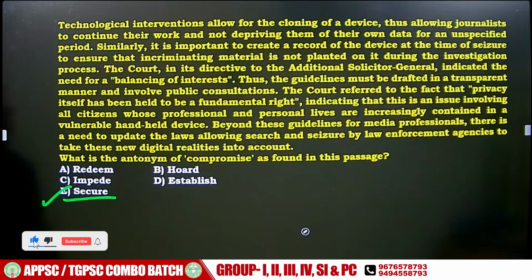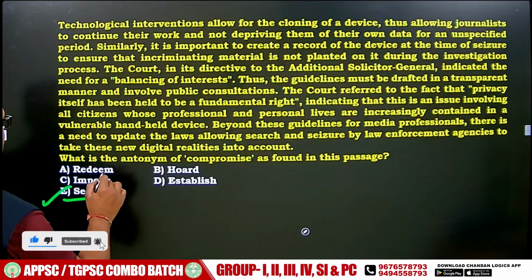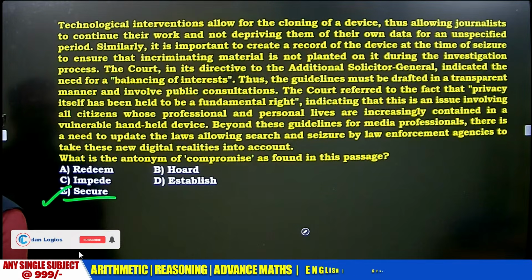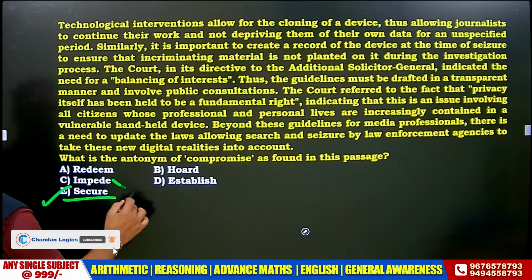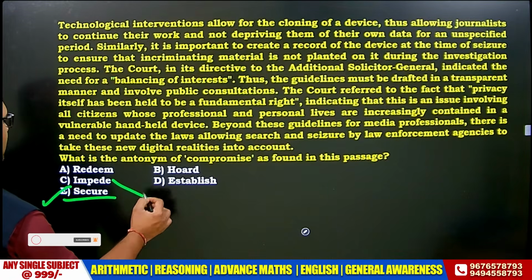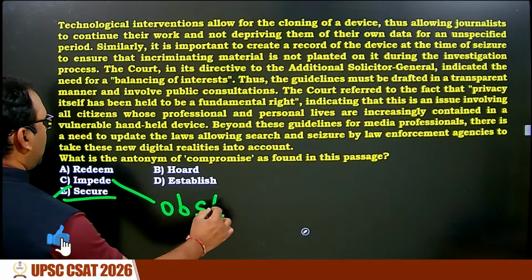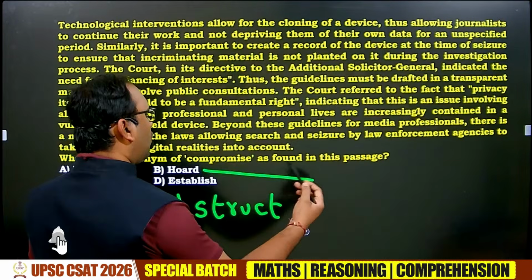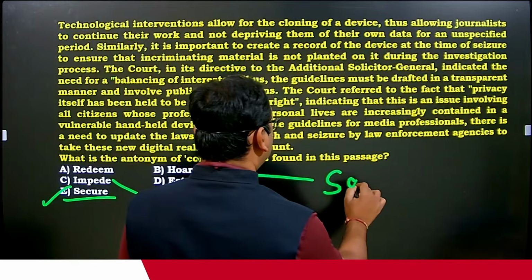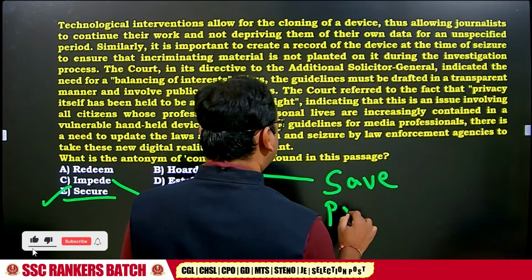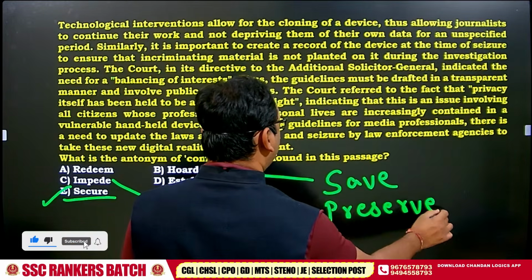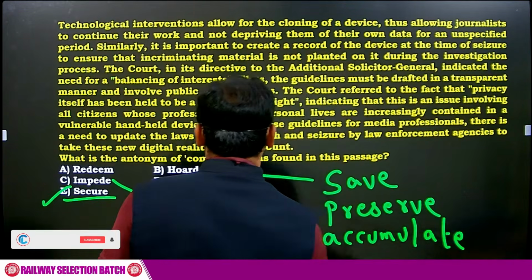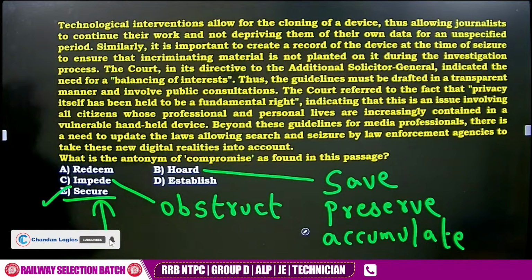In this context, I also have to say, what is the meaning of redeem? What is the meaning of hold? What is the meaning of impede? I must start with impede. Impede means obstruct, disturb. And hold means save, preserve. Preserve for the future. We also use the word accumulate. So compromise opposite is secure, my dear friends.